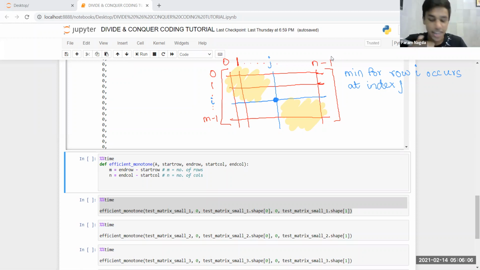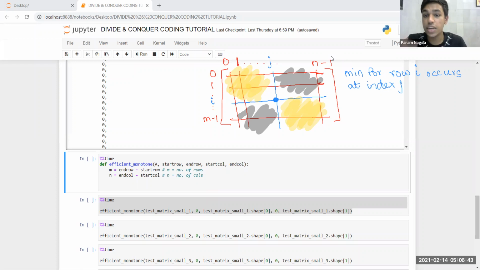Okay, so we're given the information. Let's say that the minimum for row i occurs at index j, or at column j, right? So that makes things a little interesting for us, because now this partitions our matrix into 4 sections. These 2 sections that I've highlighted in yellow, and these other 2 sections that I'm now going to highlight with gray, right? So what does this tell us?